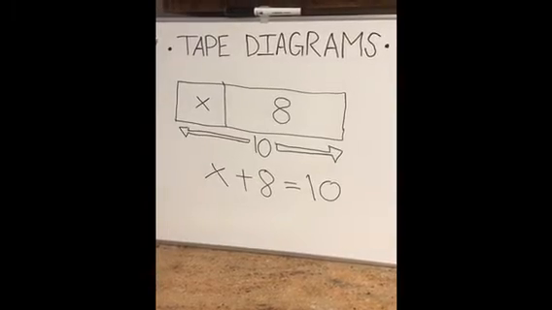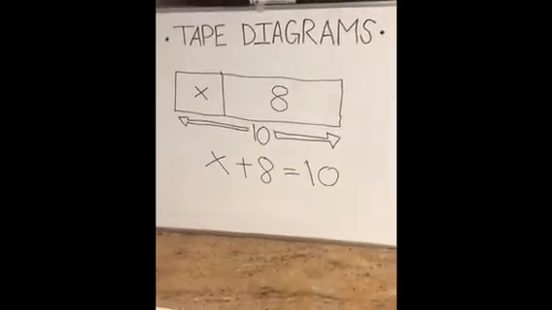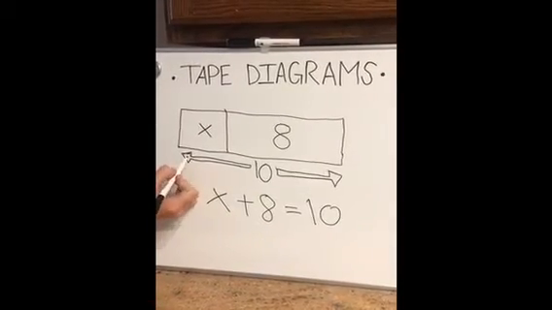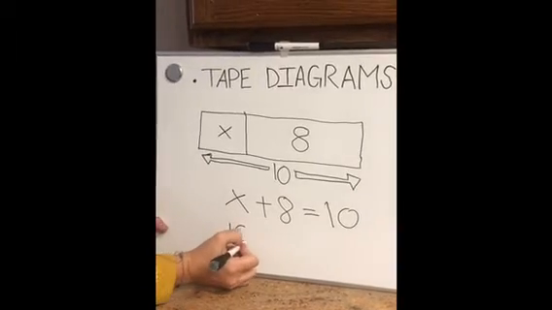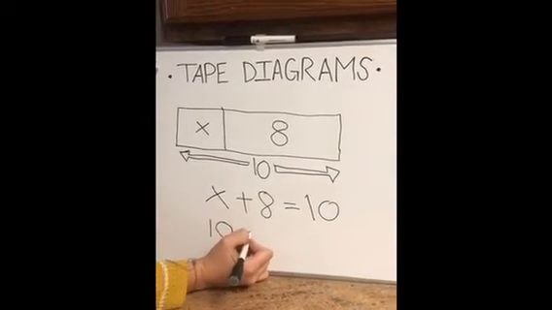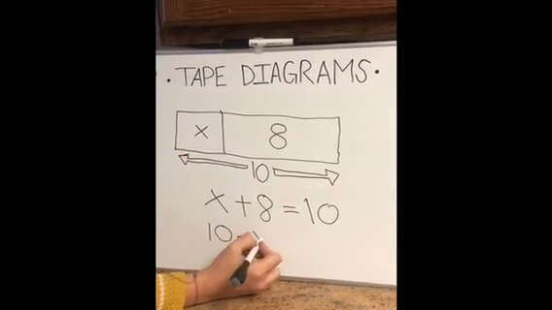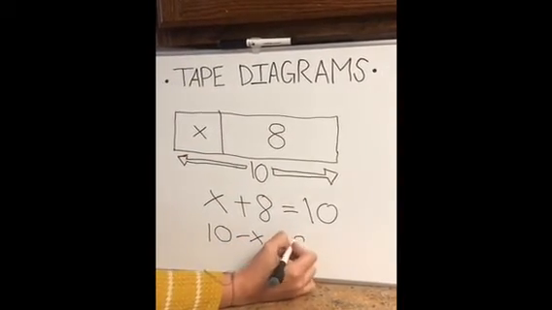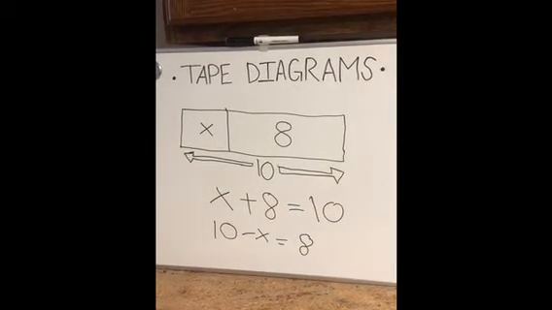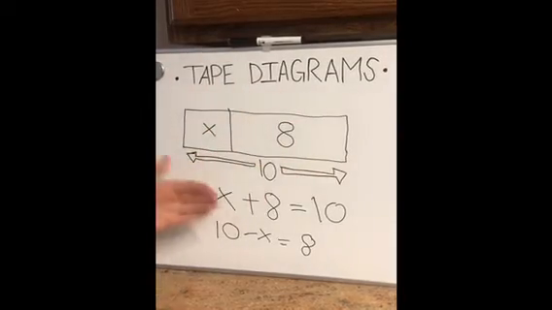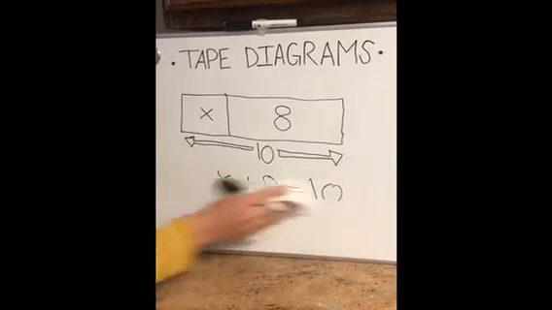How can you write this another way though? Is there another way that we can write this? We can look right here at the total, and we can say 10 minus one of these two. So I'm just going to go ahead and say the variable, 10 minus x equals 8. See if you can do two more ways to write an algebraic expression for this tape diagram up here.